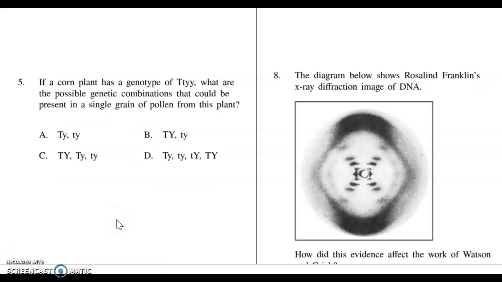Number 5 says if a corn plant has a genotype of big T, little y, what are the possible genetic combinations that can be present in a grain of pollen from this plant? So that means how can these T's and Y's combine? Well, this big T can go with the little y or a little y, but since they're both little y's, it's still going to be a big T, little y. And then our little t could also go with either that little y or that little y, and since they're both little y's, it's still the same. So it can be big T, little y, or little t, little y would be our two combinations. So A would be our correct answer there.